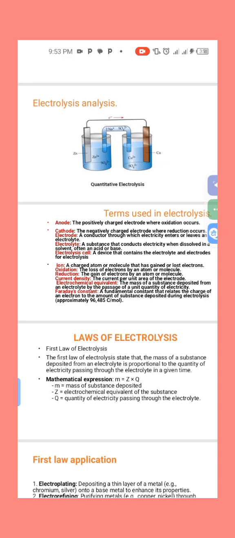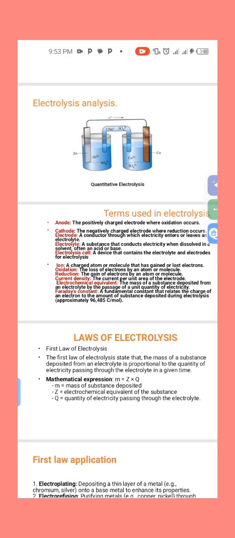Another example of an electrolyte is H2SO4, sulfuric acid, because it generates hydrogen ions and SO4, which is a sulfate ion, in the water. Another example is copper sulfate, CuSO4. It's also an example of an electrolyte.